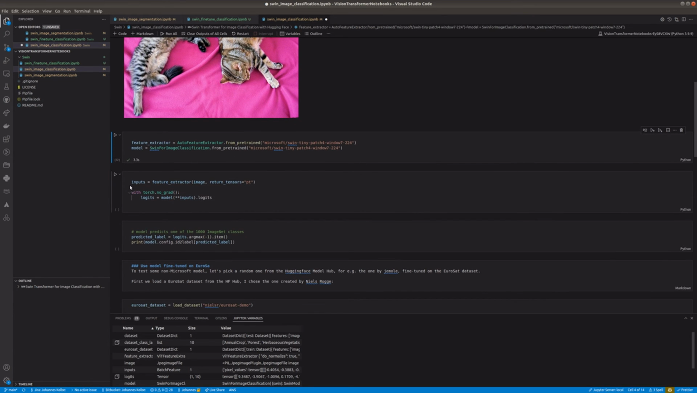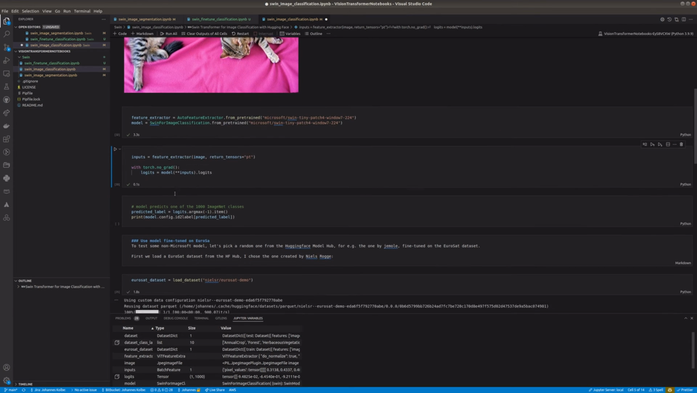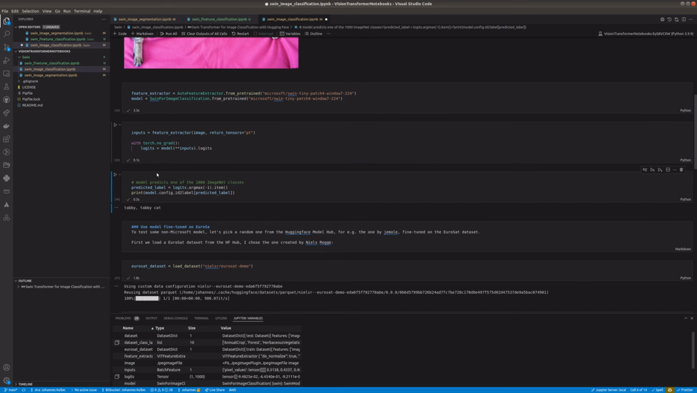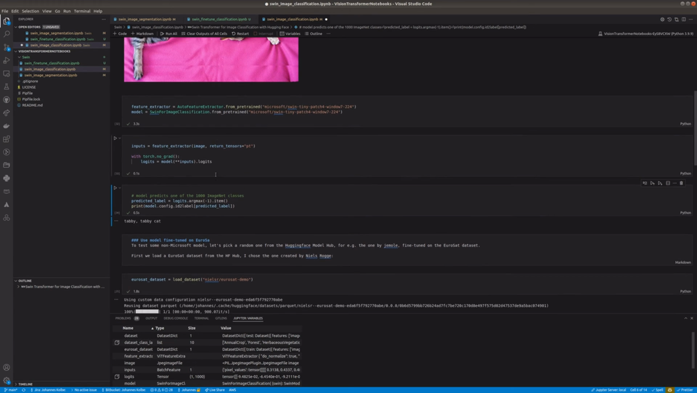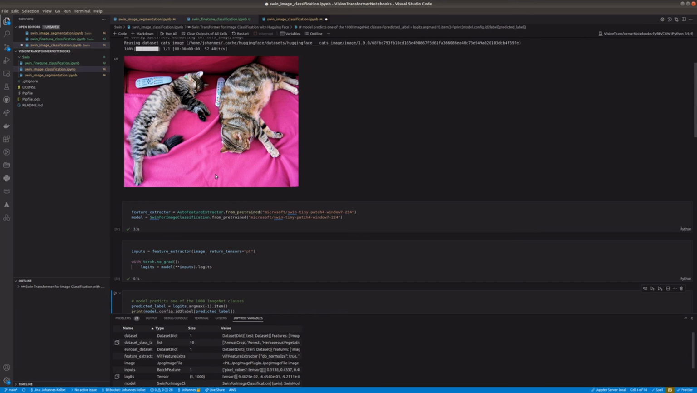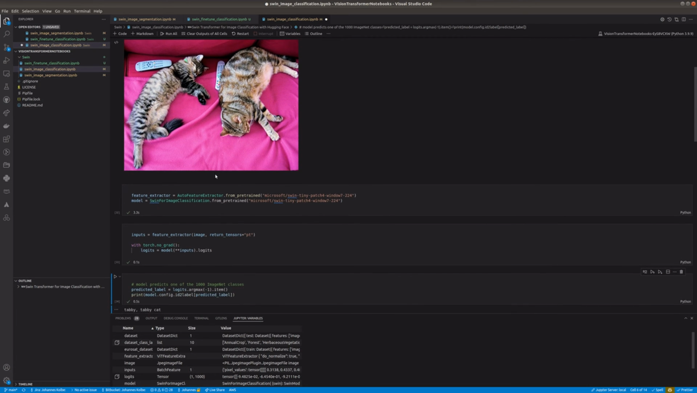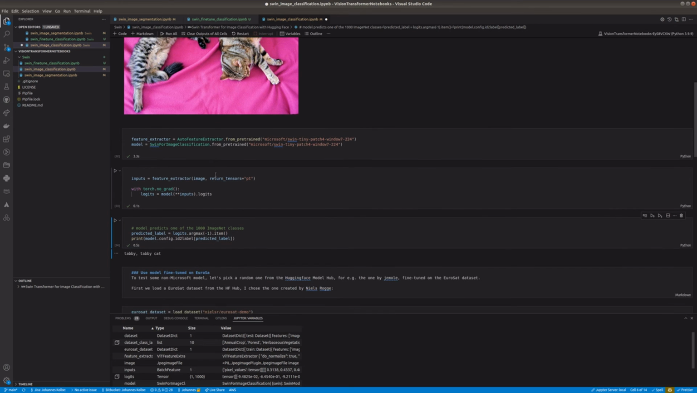So we loaded it. Then we have our inputs. Feature extractor, put the image in there, return tensors PyTorch. Then do the model, get the logits from it. And then you can get the predicted label. It says tabby cat. I think it's about right. I'm not completely familiar with cat breeds, but I think it's not completely off.